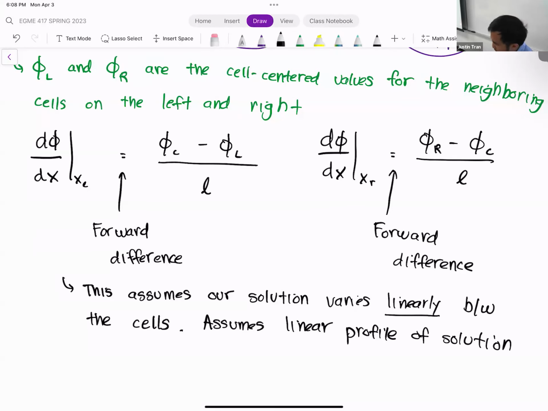If you assume that the solution varies linearly between each cell, then the slope of the solution is just rise over run. You take the difference between the two solution values and divide by the distance in between, which is exactly the same as a forward difference. Within the context of this class, if you think of it as just a forward difference, I think that makes it a little easier to understand.